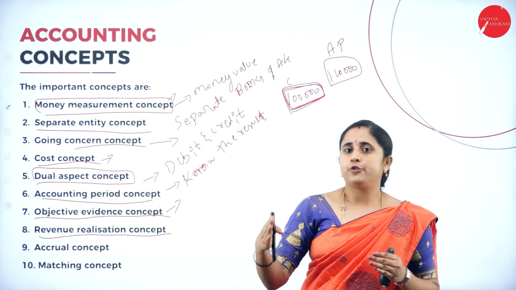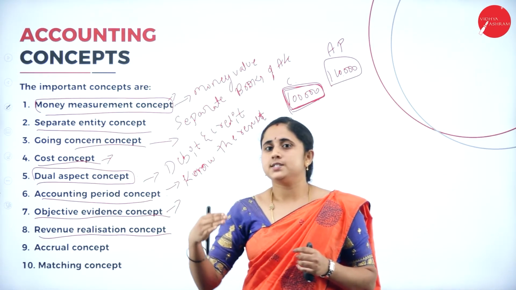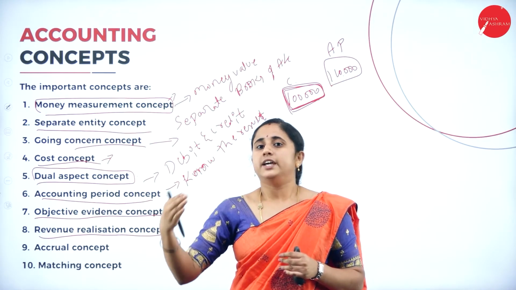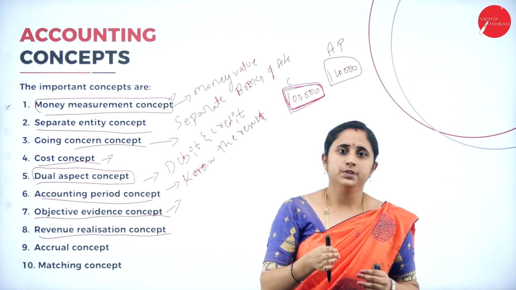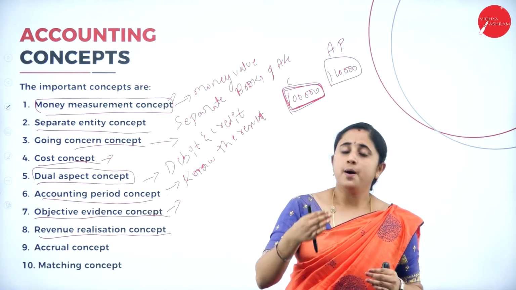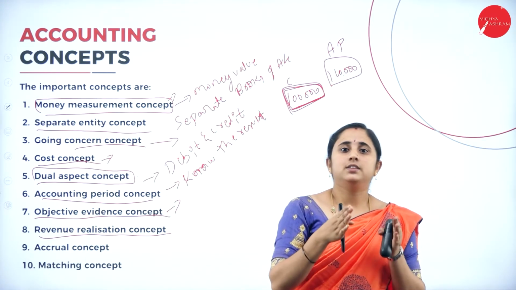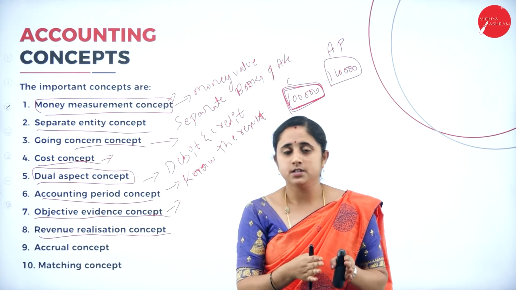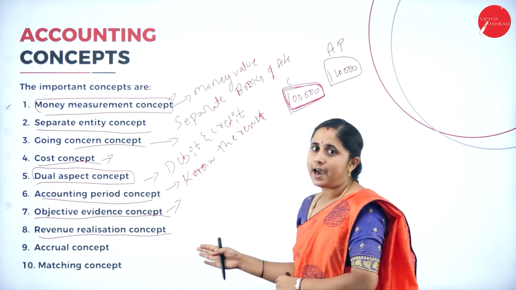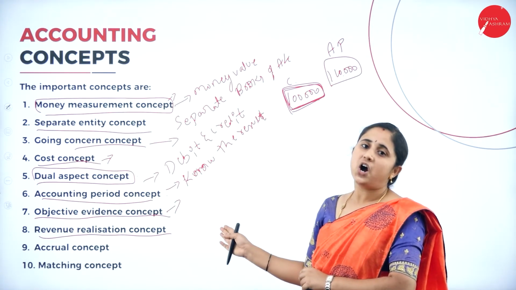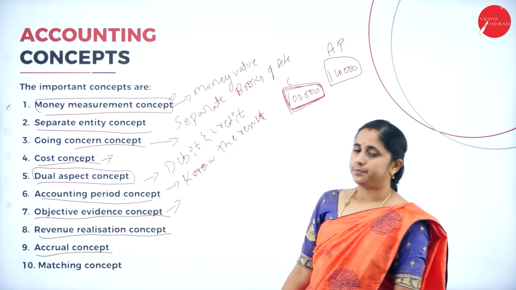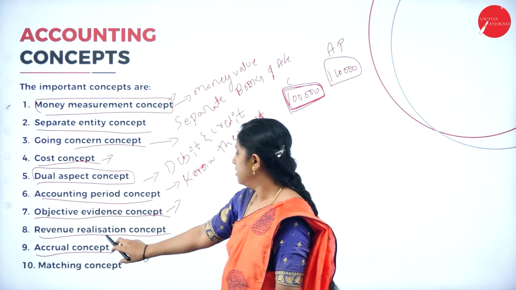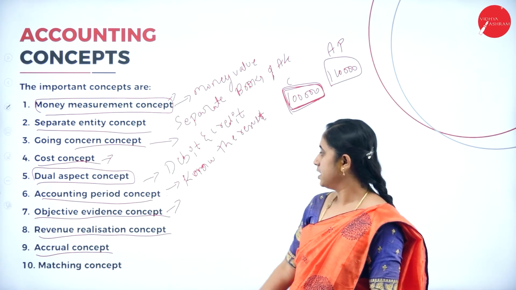After transferring the goods from one person to another person, then only the customer is liable to pay the amount. They are legally liable to pay the amount. Then only the revenue is realized. Till that, it is considered as liability and not as revenue. Next, accrual concept. It is similar to the revenue realization concept.